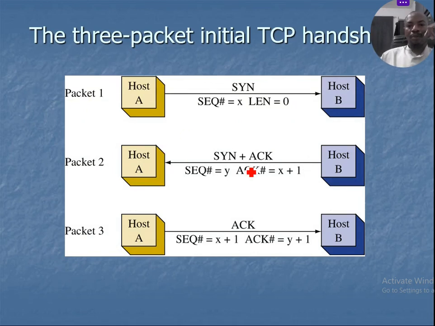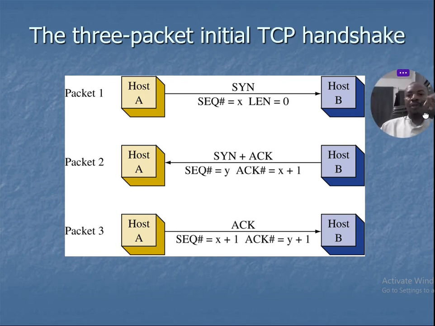Here is the description below. We call them the TCP handshake. Okay, maybe I remove this so you can see. It's called the TCP handshake. We call it the 3-packet initial TCP handshake. Now let's take a look at them.